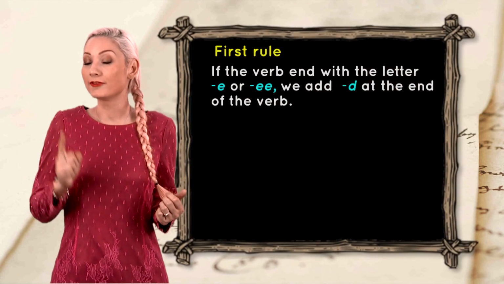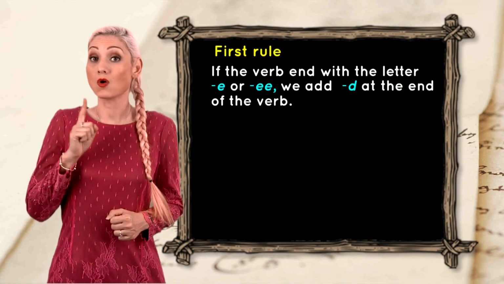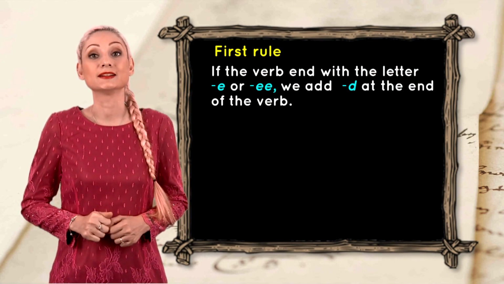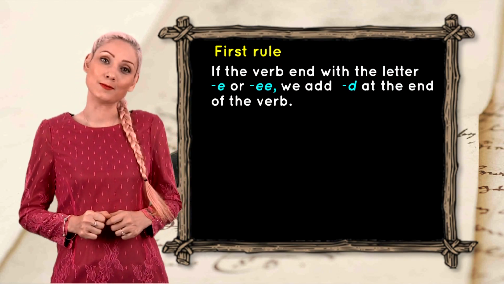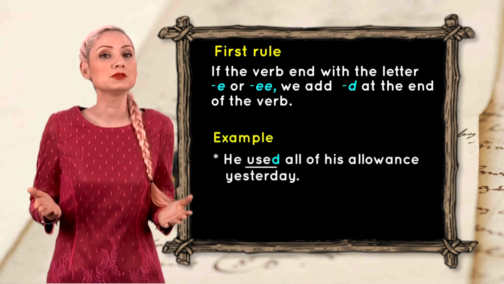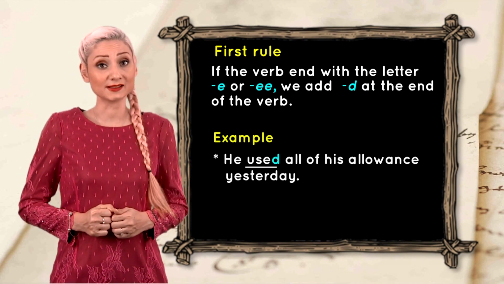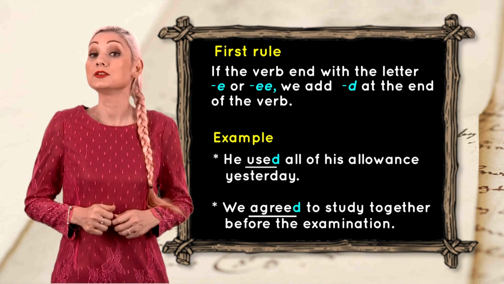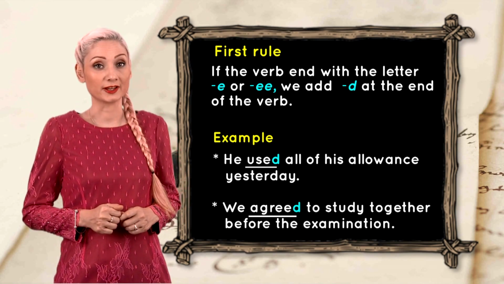First rule, if the verb ends with the letter E or EE, we add D at the end of the verb. For example, he used all of his allowance yesterday. We agreed to study together before the examination.